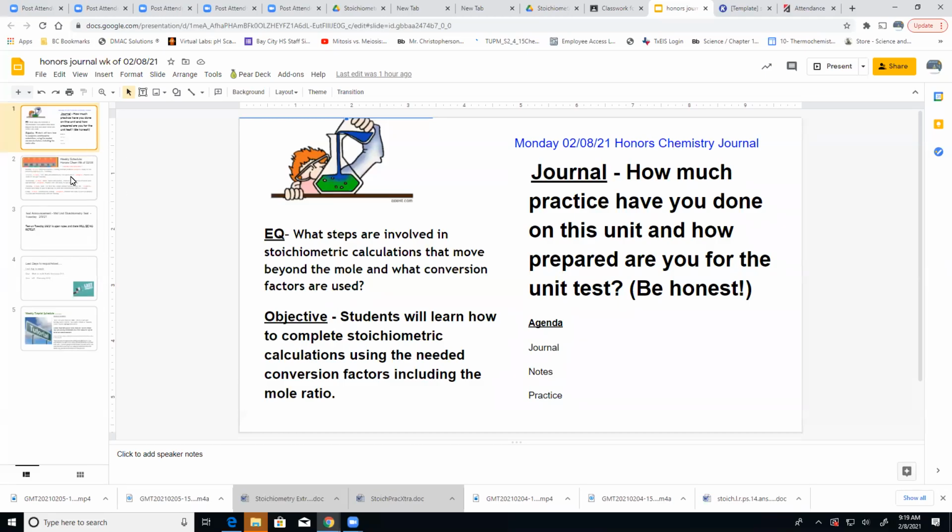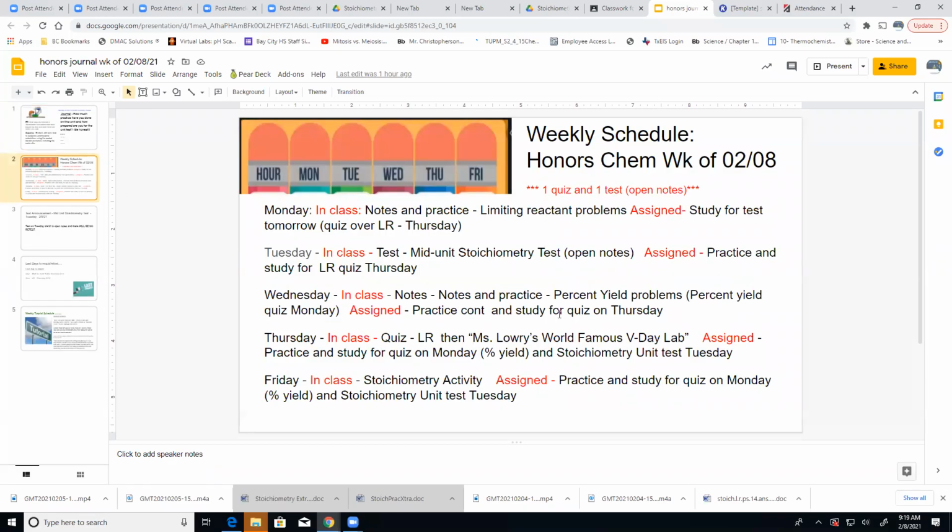So we'll see what we have going on this week. Today we're doing something called limiting reactant problems. Really, the stoichiometry isn't new. They're pretty long, I'll go ahead and tell y'all that up front. They will not be on the test tomorrow. We'll have a quiz over those on Thursday.